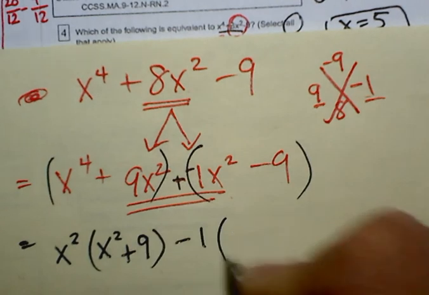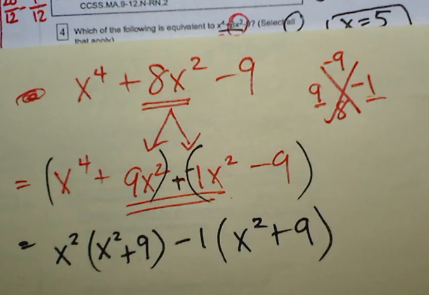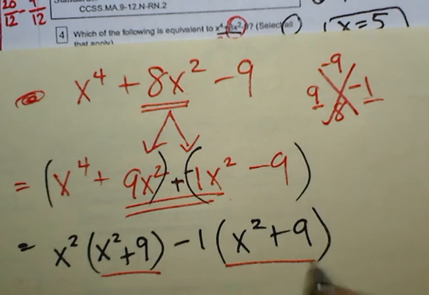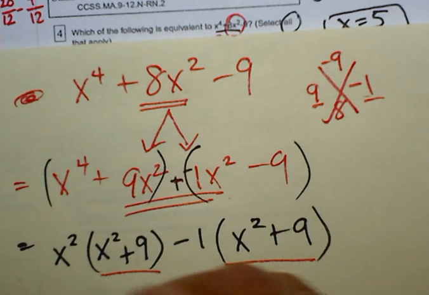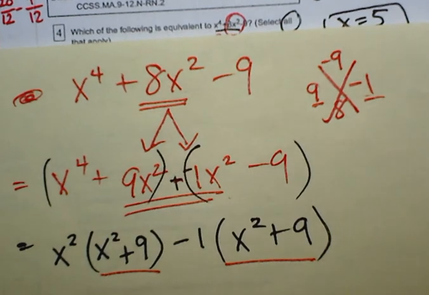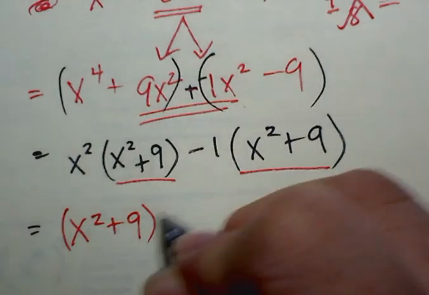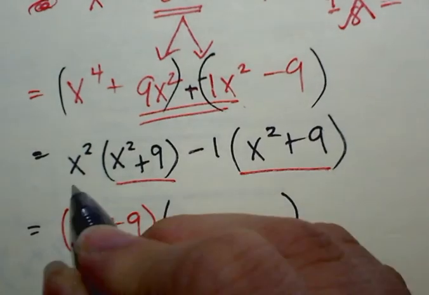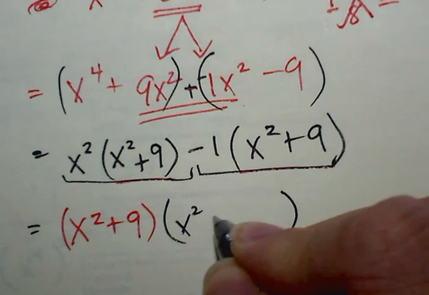Hey, what do they both have? X squared plus 9. So can I factor that out? Okay. By the way, your test is going to have a lot of difference of squares, so make sure you know difference of squares. Okay, if I factor out x squared plus 9, what's left here? X squared, and what's left here? Minus 1.